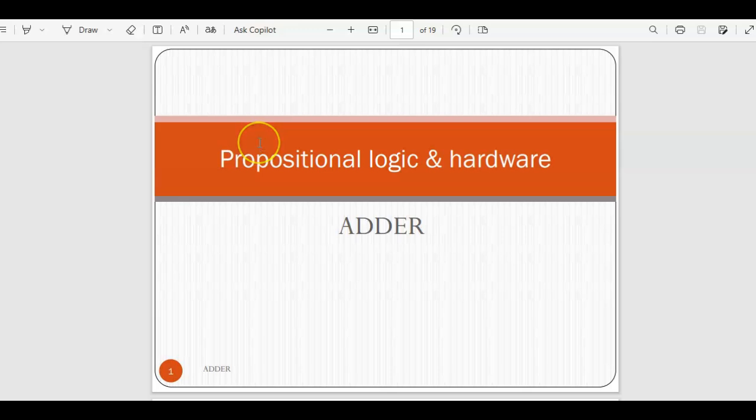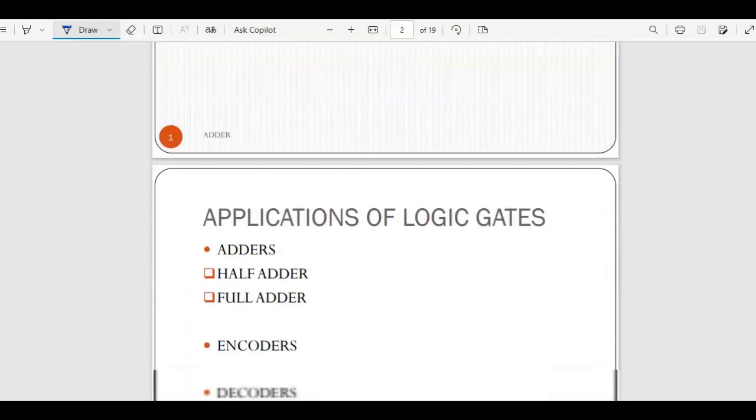Hello guys, welcoming you to the new session on propositional logic and hardware. We are already done with the basics, gates, universal gates, NAND and NOR gates, even the truth table and the algebraic method to find the conclusion. So we have already covered the basics. Now the last topic under this is the adder.